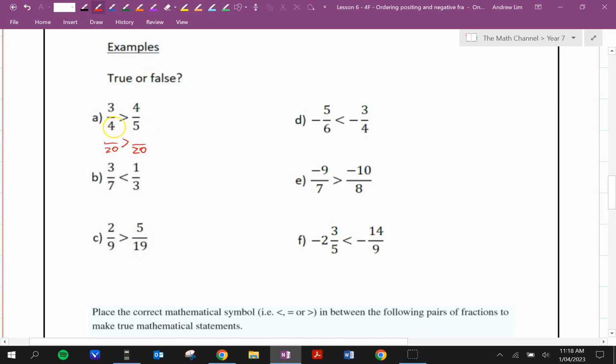So how do we get 20 from 4? We times it by 5. So we times this by 5 as well to give us 15. How do we get 5 to become 20? We times it by 4. So we times this by 4 as well to give us 16. So now we can see they both have the same denominator of 20, and we only really need to compare the numerators. Is 15 greater than 16? Is the arrow pointing at the smaller number? No, it's not. So this is false.